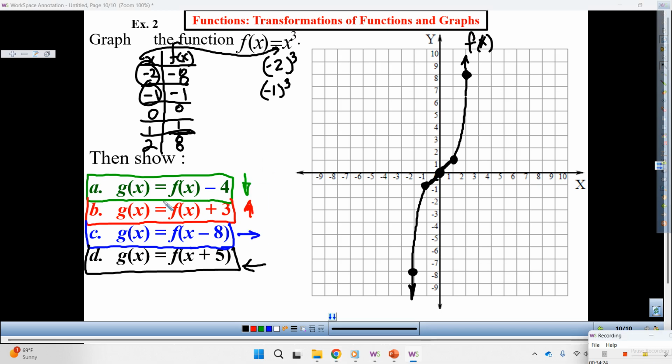All right, so once again, the green one went down, the red one went up. We said because those numbers are outside of x, or outside the parentheses. Negative 8 goes to the right, plus 5 goes to the left, because those are inside of the parentheses.